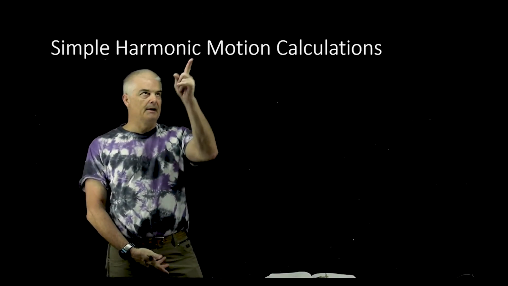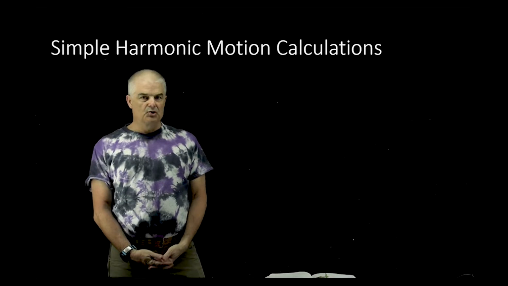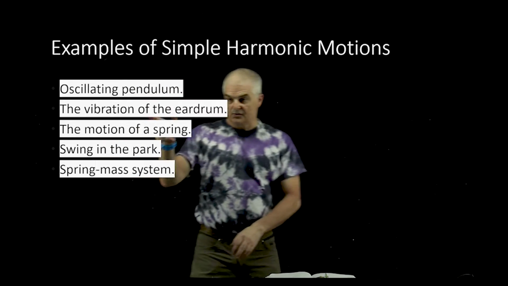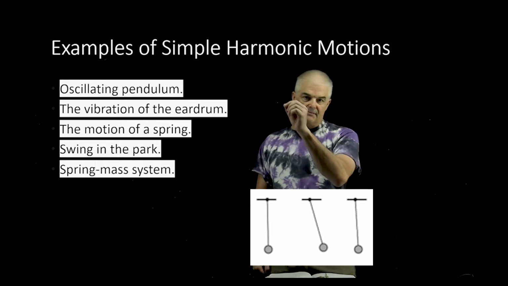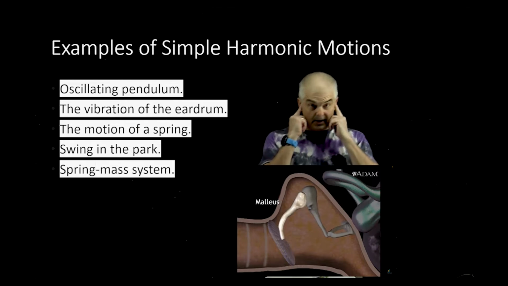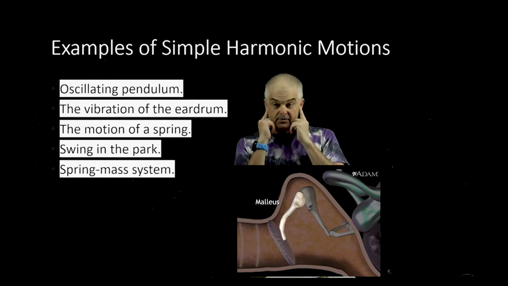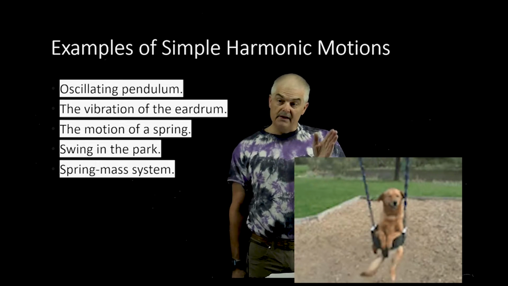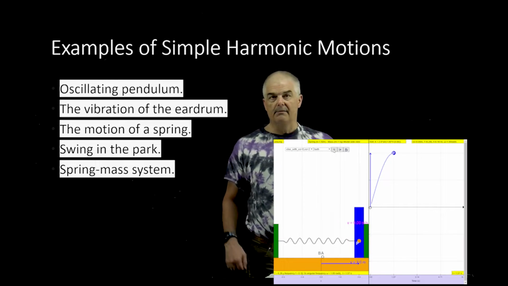Today we want to talk about simple harmonic motion calculations. So let's just do a quick review. What is simple harmonic motion? You have some kind of repeated process going back and forth and back and forth. Examples of this would include an oscillating pendulum, something going back and forth. The vibration of your eardrum follows simple harmonic motion. The motion of a spring, a swing in the park, or a spring mass situation.